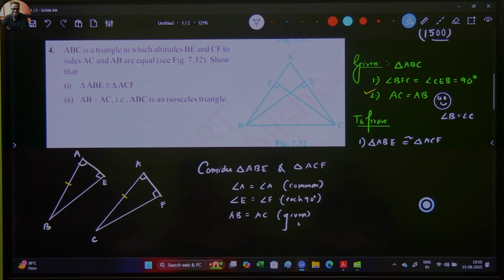Agreed? So what are you formulating from here? A, A, S. So बाकी खत्म करो, अपने statements लिखिए. This triangle should be congruent to this triangle under criteria AAS.